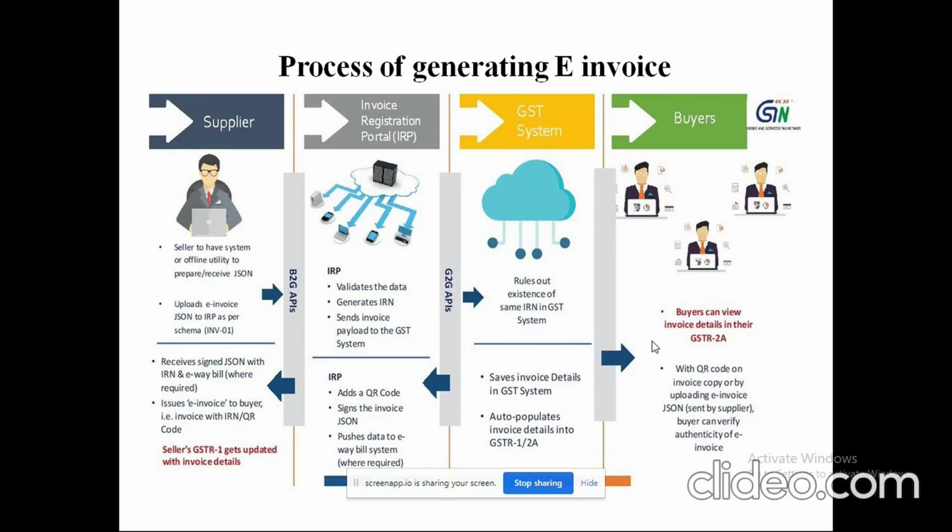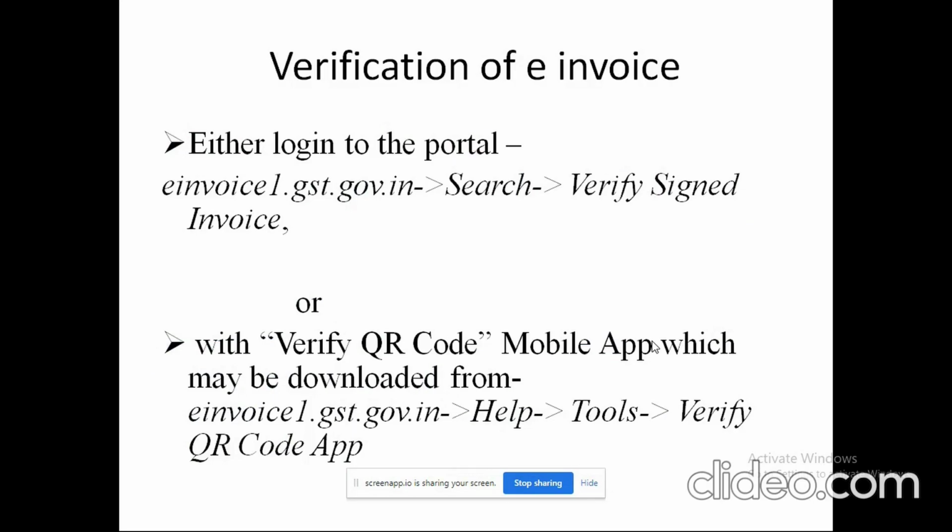Then verification of e-invoice. The taxpayer can either log into the portal einvoice1.gst.gov.in, then click search and then click verify signed invoice, or he can download the verify QR code mobile app, which can be downloaded from einvoice1.gst.gov.in, Help, Tools, Verify QR code app.